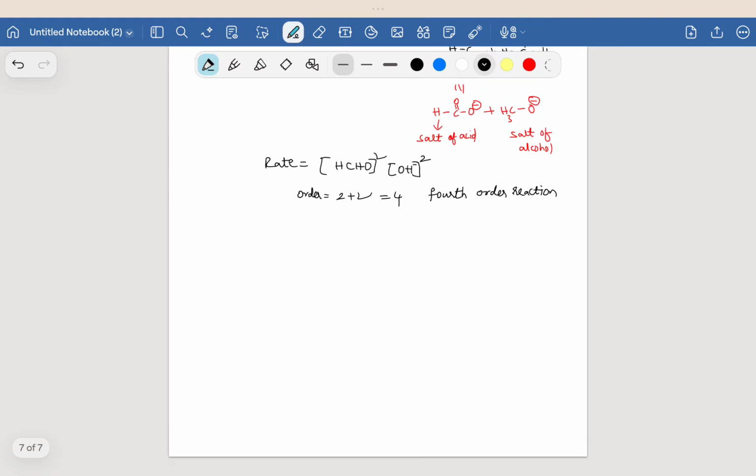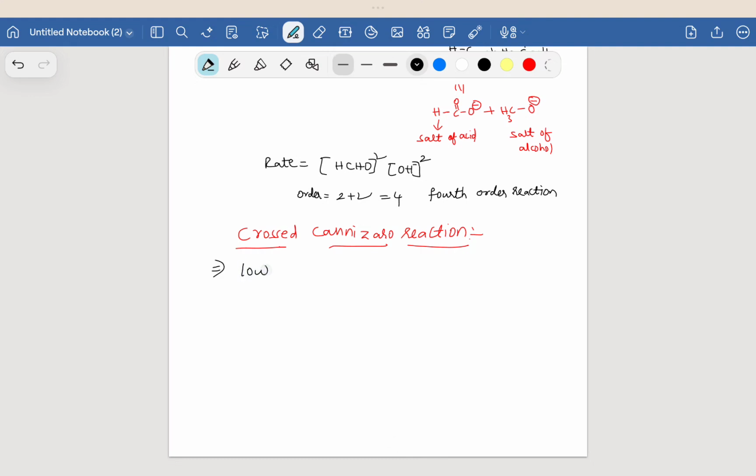Now the crossed Cannizzaro reaction. Crossed Cannizzaro is nothing but two different types of aldehydes which do not have alpha hydrogen. In the crossed Cannizzaro reaction, we have to know some points. What are the points, sir?